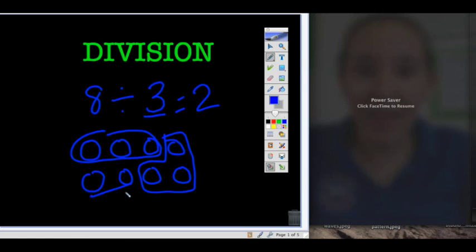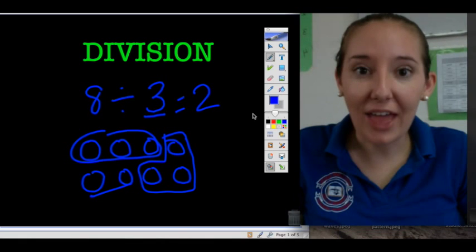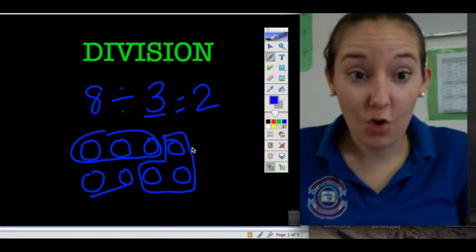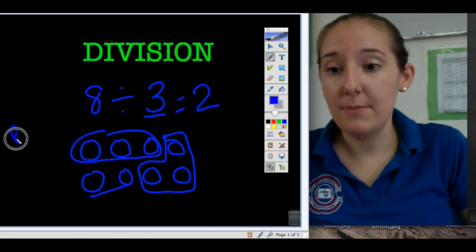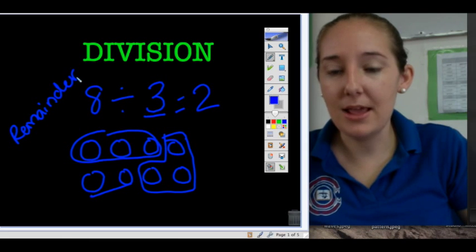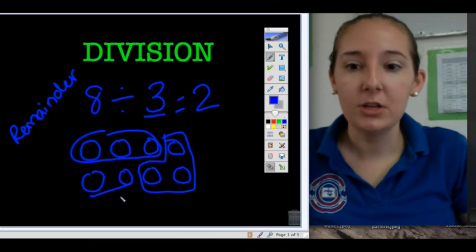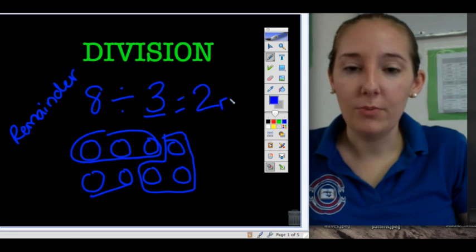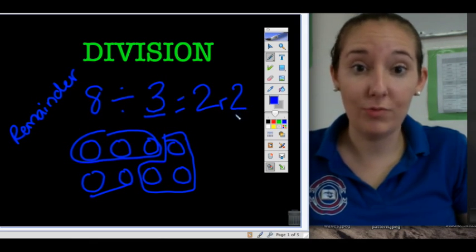We call that our remainder. All right, anytime you have something left over, that's what we call a remainder. Okay, it's what remains from the problem, okay? So our 2 would be our remainder. So we write that R2. So our answer to this would be 2 remainder 2.